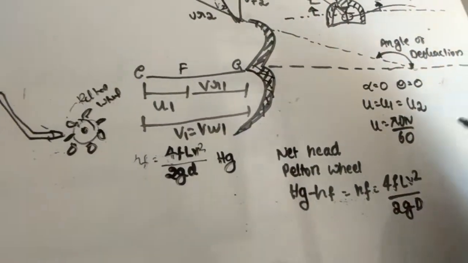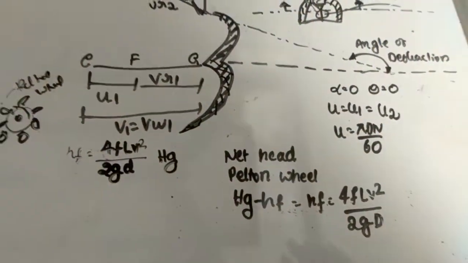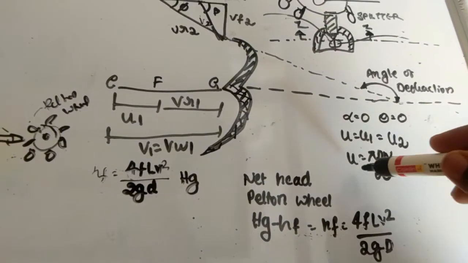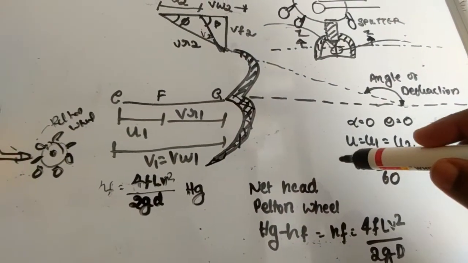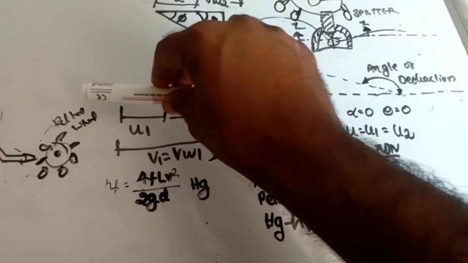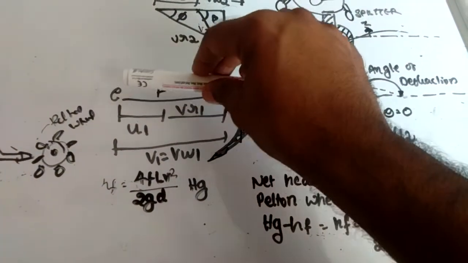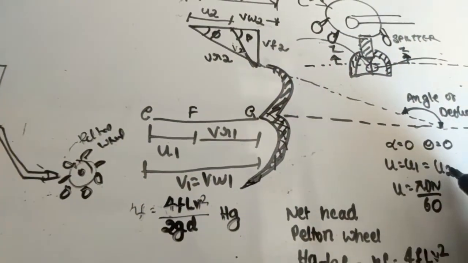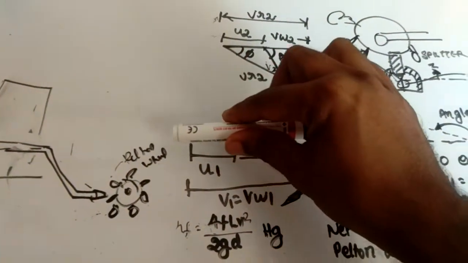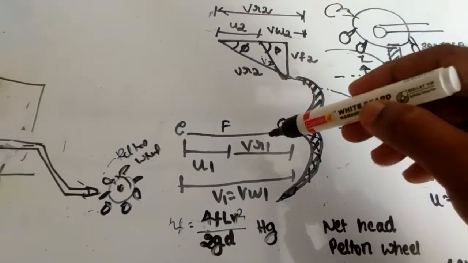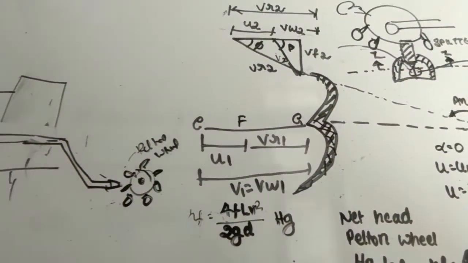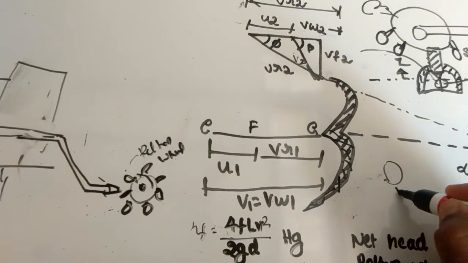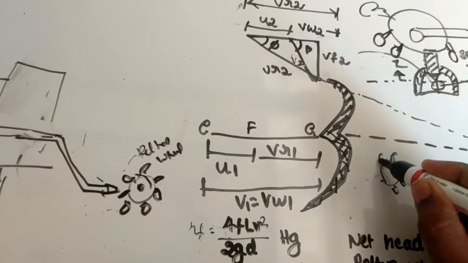It has its own velocity, and because of that it rotates. So u is equal to pi d n divided by 60, where D is the diameter of the Pelton wheel. u is the velocity of the plate, u1 is the velocity when it initially strikes the plate, and u2 is the outlet velocity. So u1 is equal to u2. Suppose the Pelton wheel has a series of buckets, a series of plates.